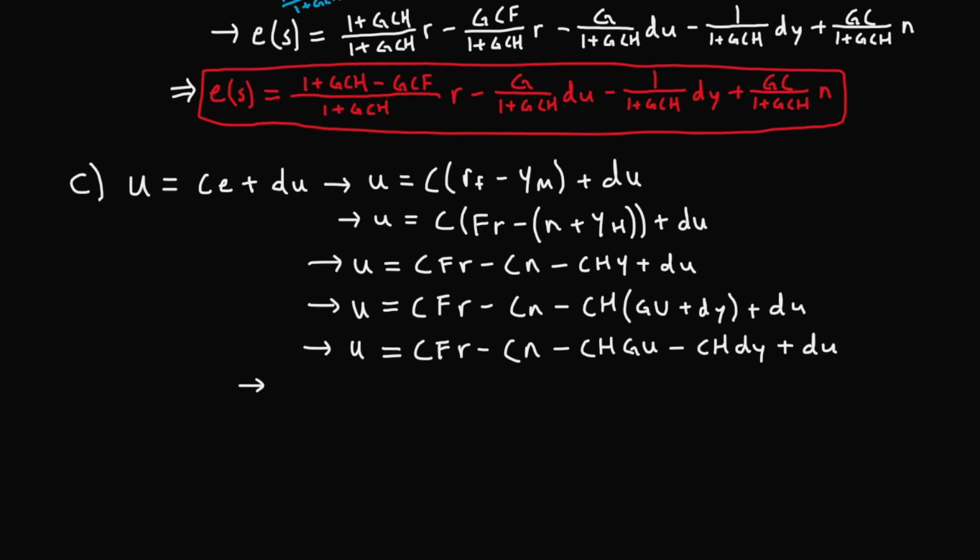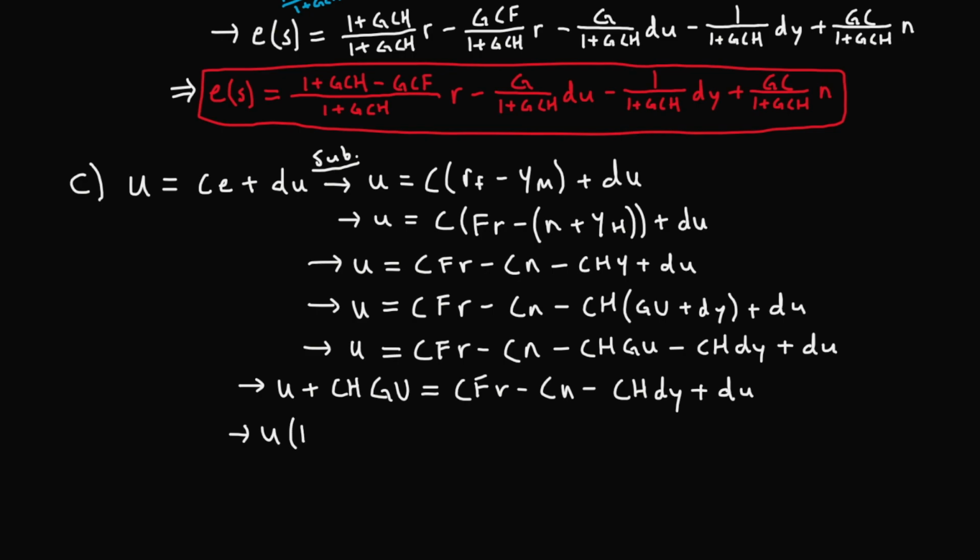So now that we have substituted in all of the expressions and expanded out our equation, we can go ahead and combine like terms. So here, for example, we can add CHGU to the left side. So we have U plus CHGU equals CFR minus CN minus CHdy plus du. And on the left side, we can factor out the u. So we have u times 1 plus CHG. Or actually, I'm going to rewrite this as GCH. And that's equal to the right side.